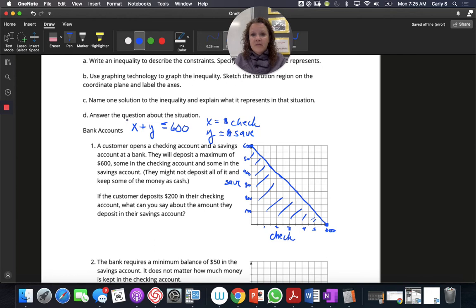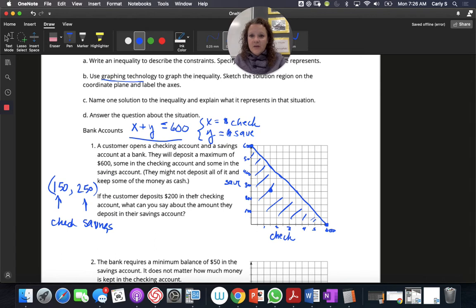So I have my equation. What do my constraints represent? My graph with my x and my y axis labeled. I did not use graphing technology. Sketch the solution, name one solution. Okay, I'm going to pick an ordered pair and say 150, 250 represents a possible solution, which means I have $150 in checking and $250 in savings.